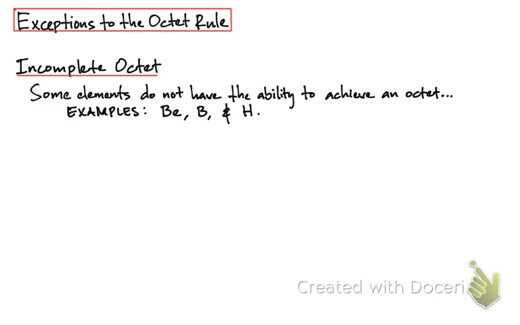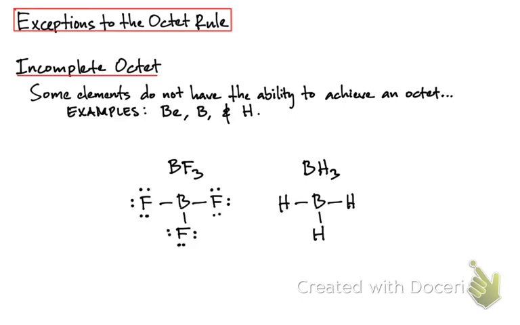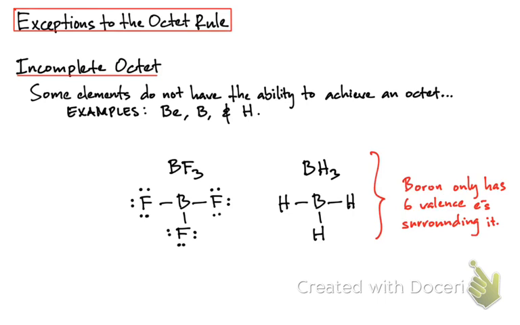Beryllium, boron, and hydrogen are all examples. In the Lewis structures for both boron trifluoride and boron trihydride, also known as borane, the central atom boron doesn't have to have a complete octet to be stable. As you can see here, the boron in both structures only has a total of 6 electrons, yet they are both stable molecules.